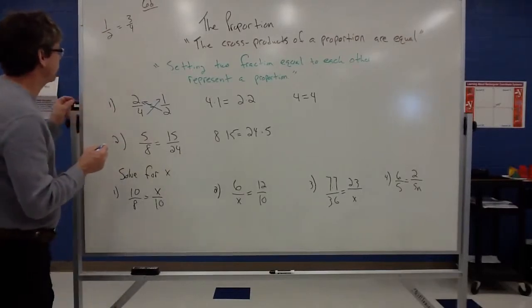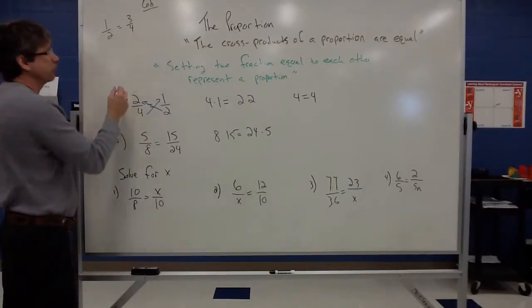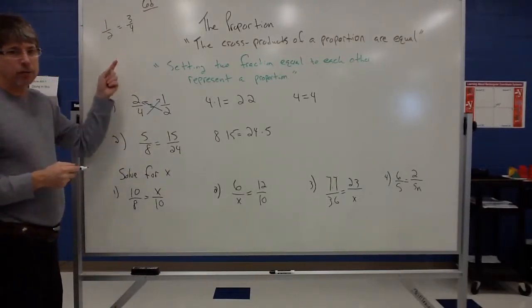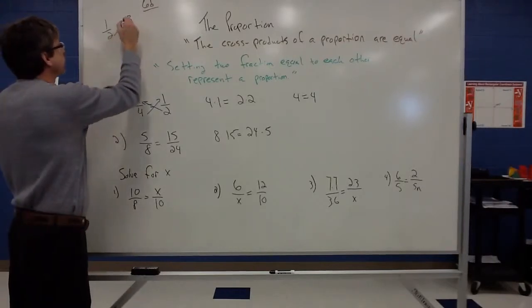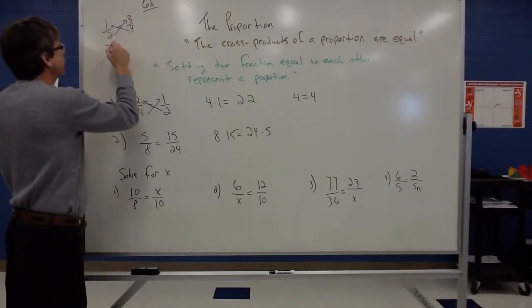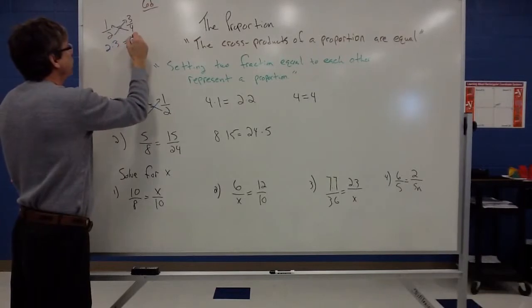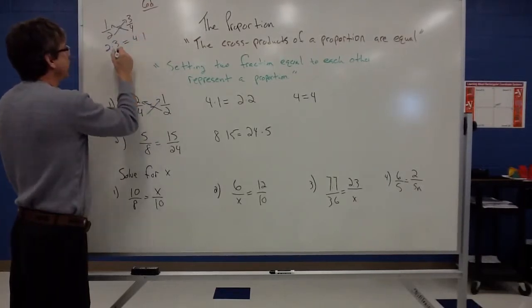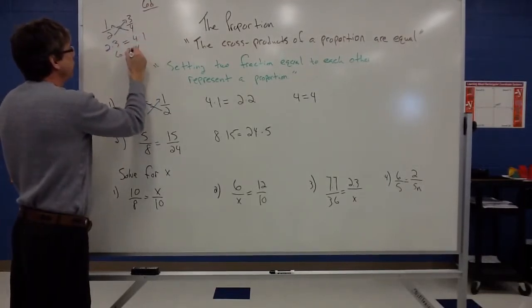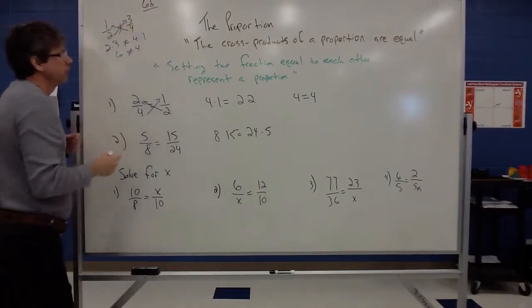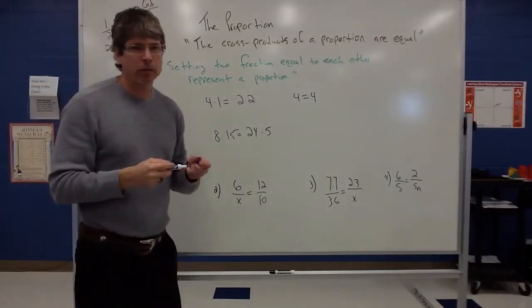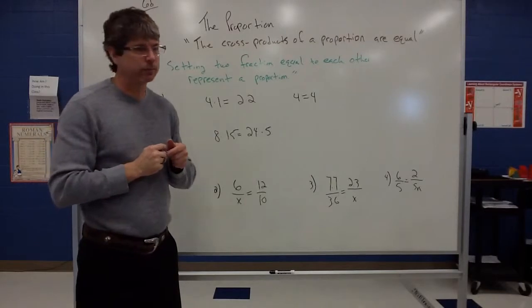If you notice this example right here, I did set a fraction equal to a fraction, but this is not a proportion, because if you cross multiply, 2 times 3, does that equal 4 times 1? Well, that's 6 and that's 4. That's not a true statement. So that's not an example of a proportion. Those two fractions are not equal.